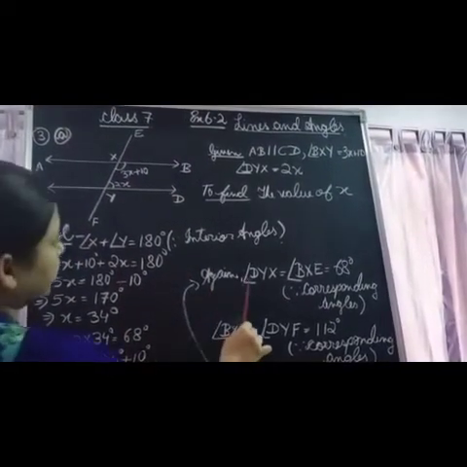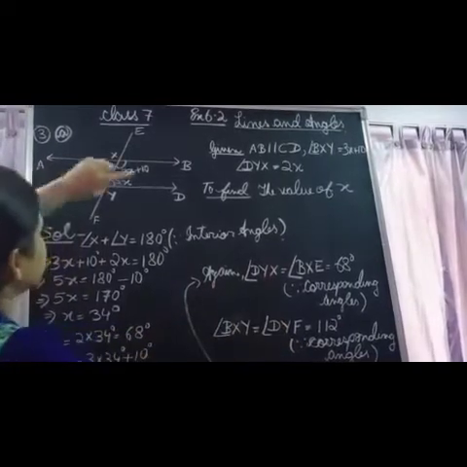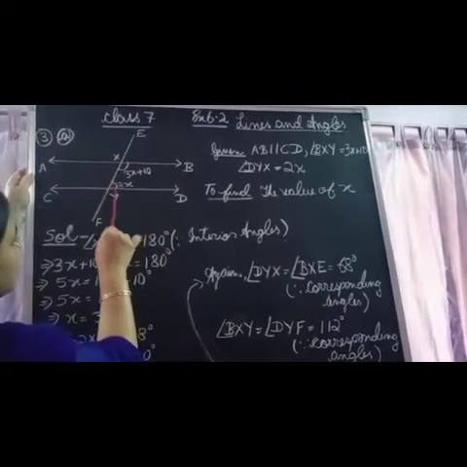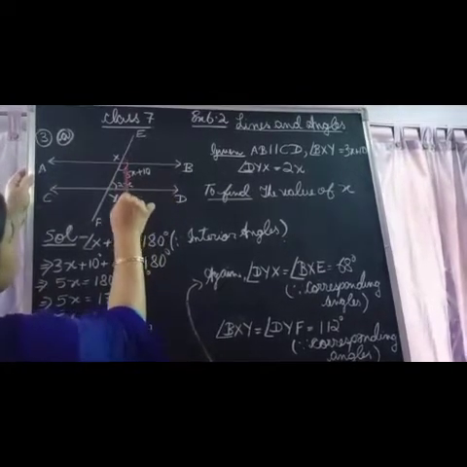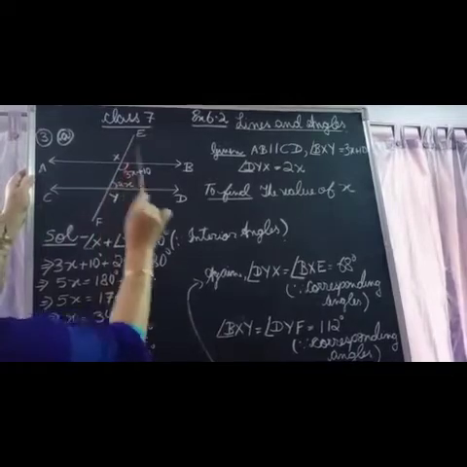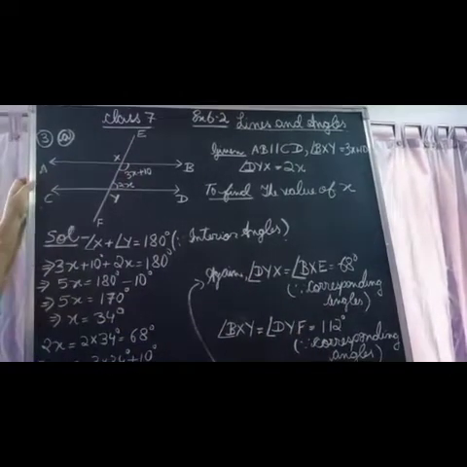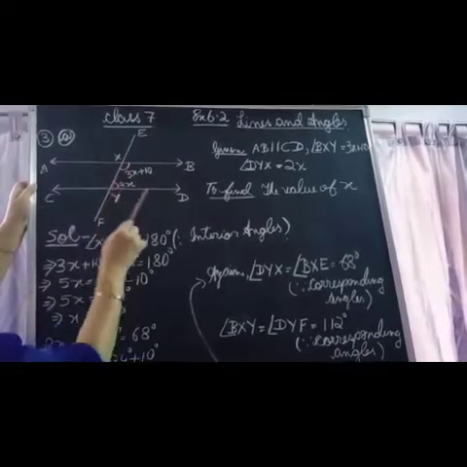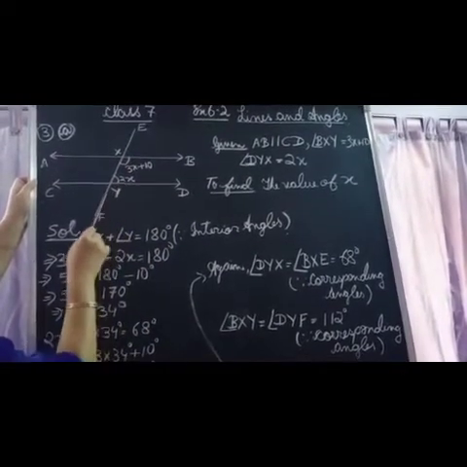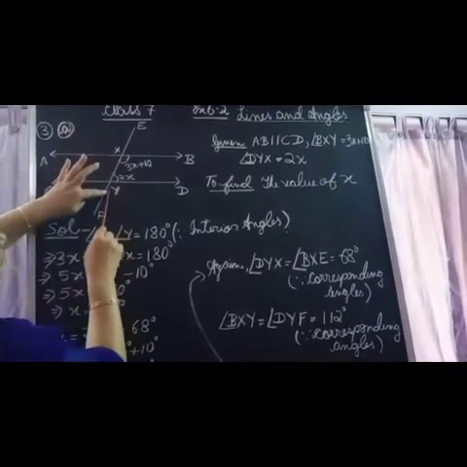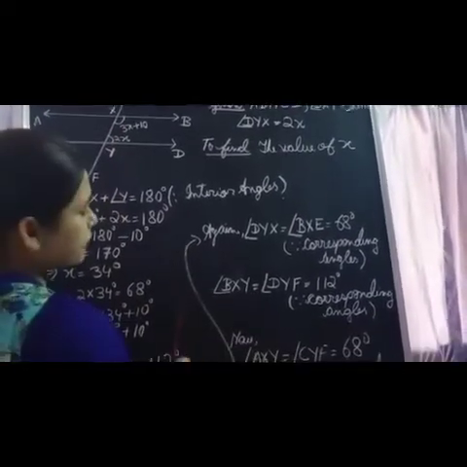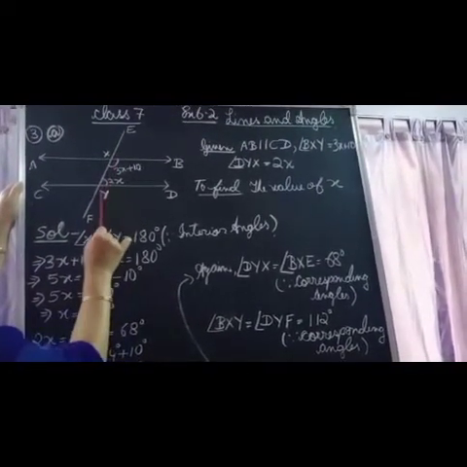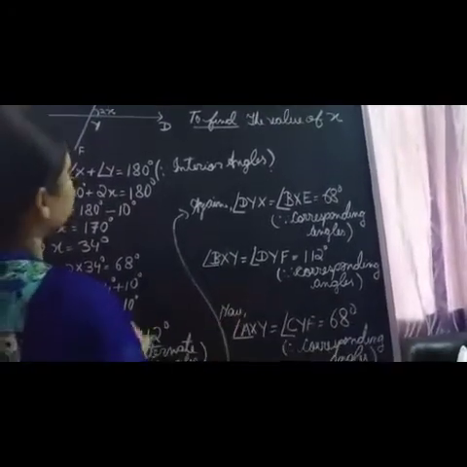Now again angle DYX. So where is DYX? Now this angle children is equal to this angle. One interior, one exterior. So these are corresponding angles. Again angle BXY. This angle is equal to angle DYF, children. This is also one interior, one exterior. So this is a corresponding angle. They lie on the same side of the transversal. One is interior and one is exterior. So we have studied all these properties.